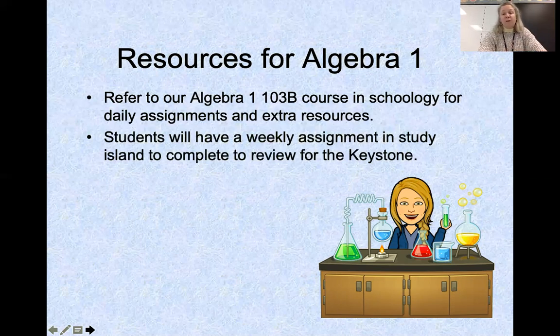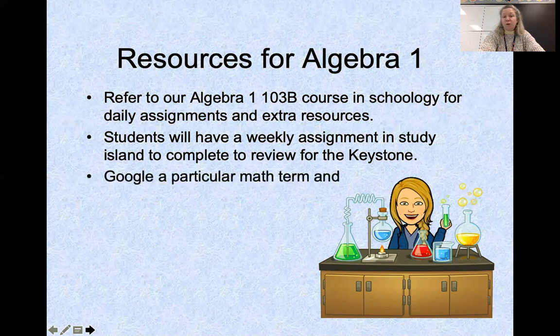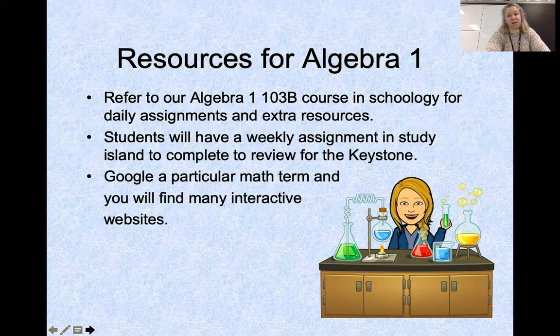Students will have a weekly assignment in Study Island to complete, and this assignment is to help them review for the Keystone exam. We'll be doing a group session to practice the skills for that assignment each week. And then they can always Google a particular math term, and they will find many interactive websites that can help out. However, there is a lot of information posted on Schoology right now, and I would suggest going to the information posted on Schoology first.